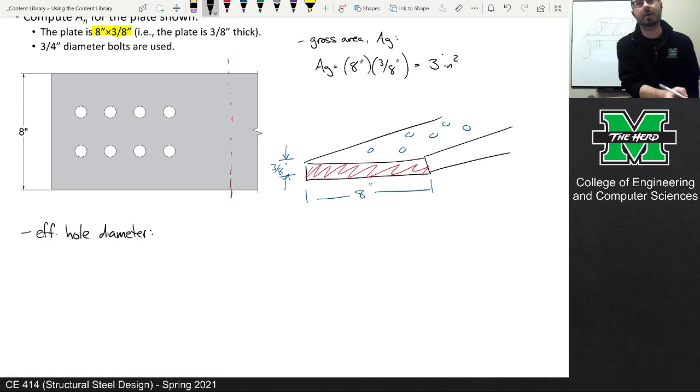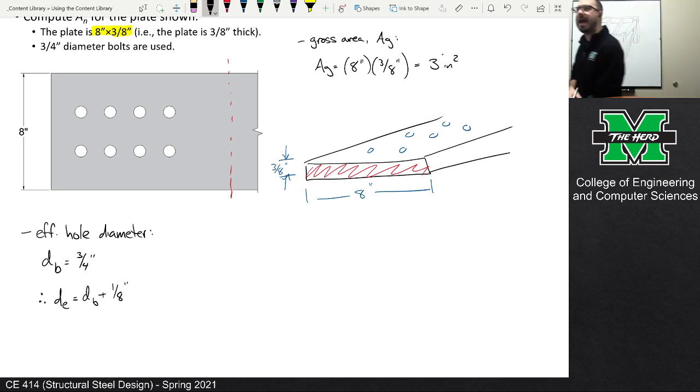Well, now, okay, so the bolt diameter is 3/4 of an inch. So just want to make sure everybody was paying attention. In order to get the effective hole diameter, we take the bolt diameter and we add 1/8 of an inch. Remember, we add 1/16 of an inch to account for the fact that the hole is physically larger than the diameter of the bolt. But then we add another 1/16 of an inch to account for that damaged material. So the hole diameter is 7/8 of an inch. Is everybody else okay with that?